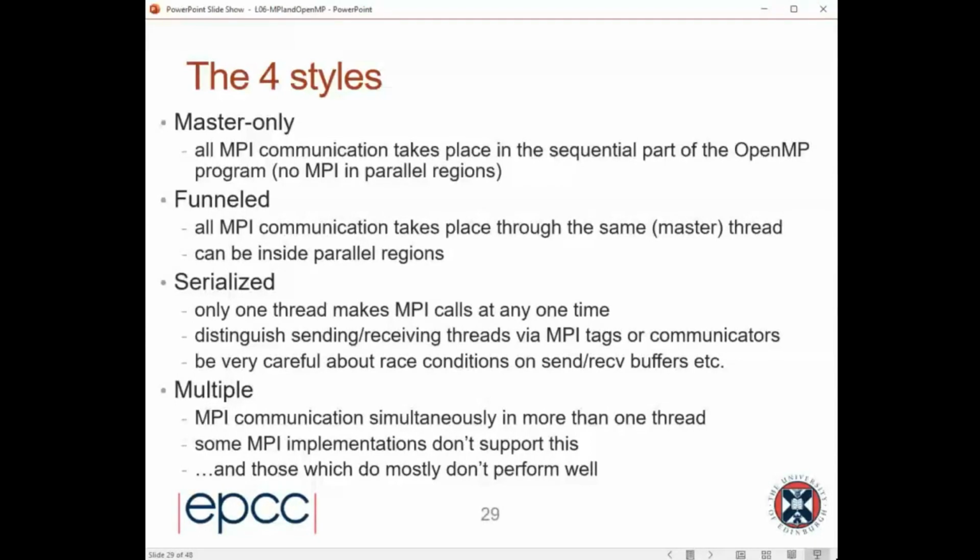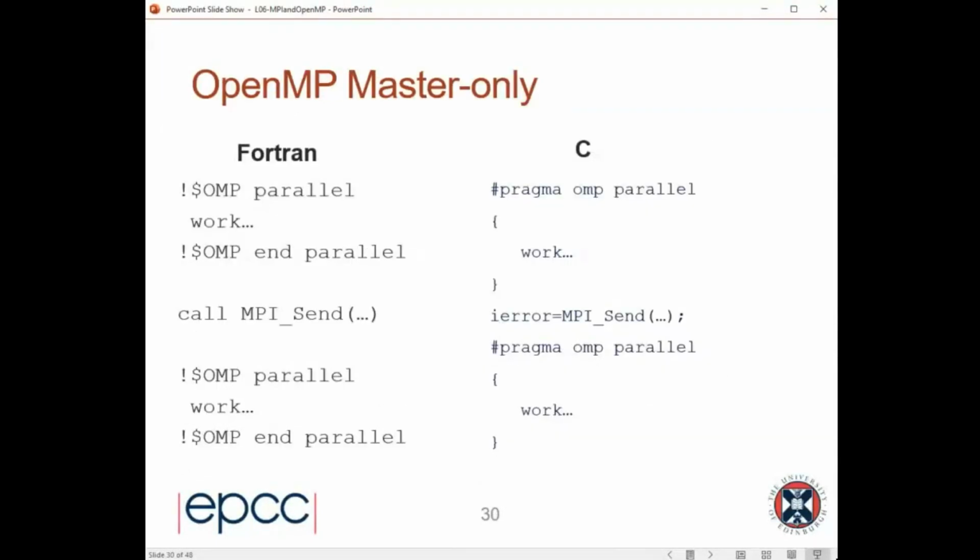So my conclusion is these three probably have no intrinsic overhead, but this does. You could test that with a simple benchmark. So master only is very simple. You take a serial program, you leave the MPI as is, and you parallelize the work. And that is how I would recommend you do at least the first version.